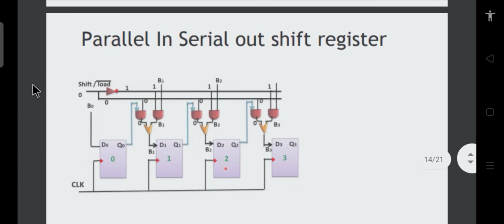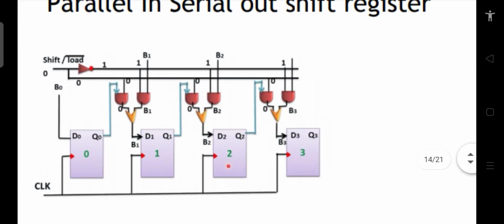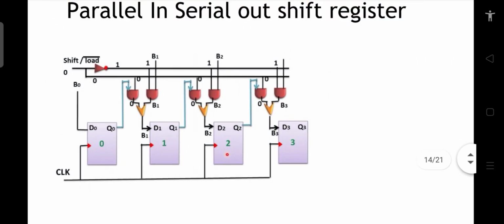Now here we have to discuss the parallel in serial out shift register. For this register, I have not shown you the timing diagram in the next slide. I am going to discuss it here completely. So what happens in this parallel in serial out shift register, you can see the circuit for it.